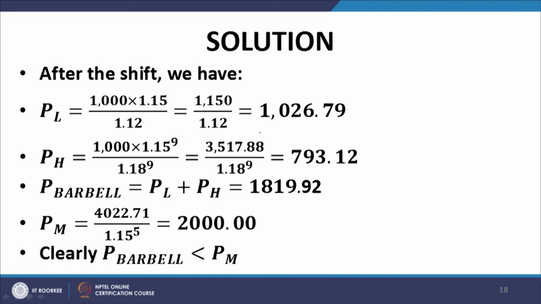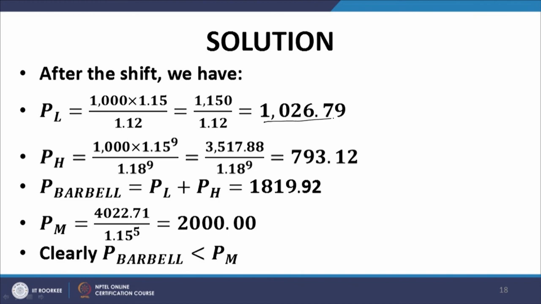This is the present value of the low maturity bond or the low coupon bond. The low coupon bond has a maturity value of 1150 because it is trading at 1000 and it has a YTM of 15%. That means its redemption value at t equal to 1 year has to be 1150. So, what will be the present value of this particular instrument when the spot rate has changed from 15% to 12%? The curve has steepened, it will be equal to 1026.79.